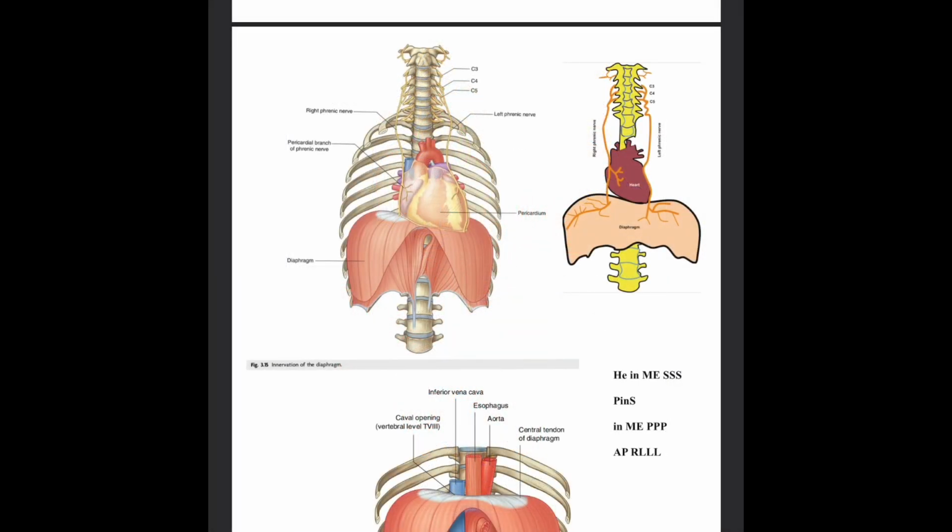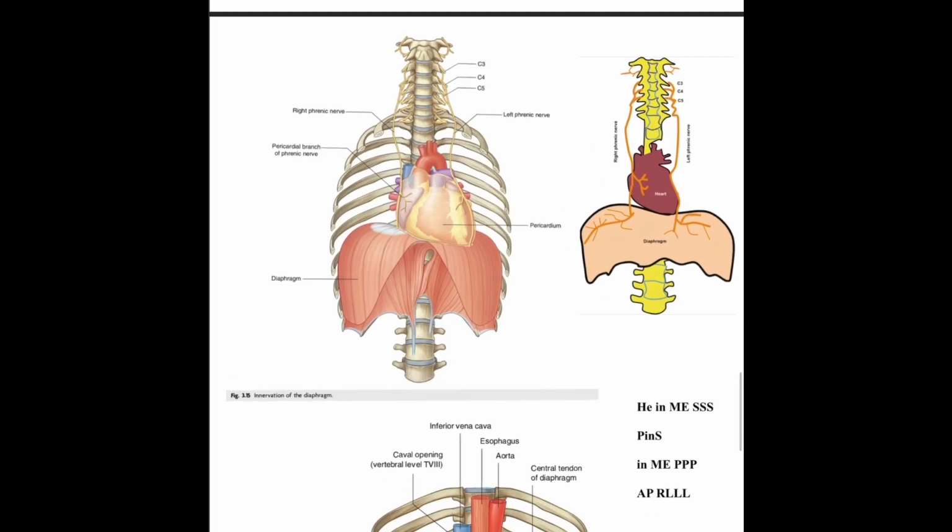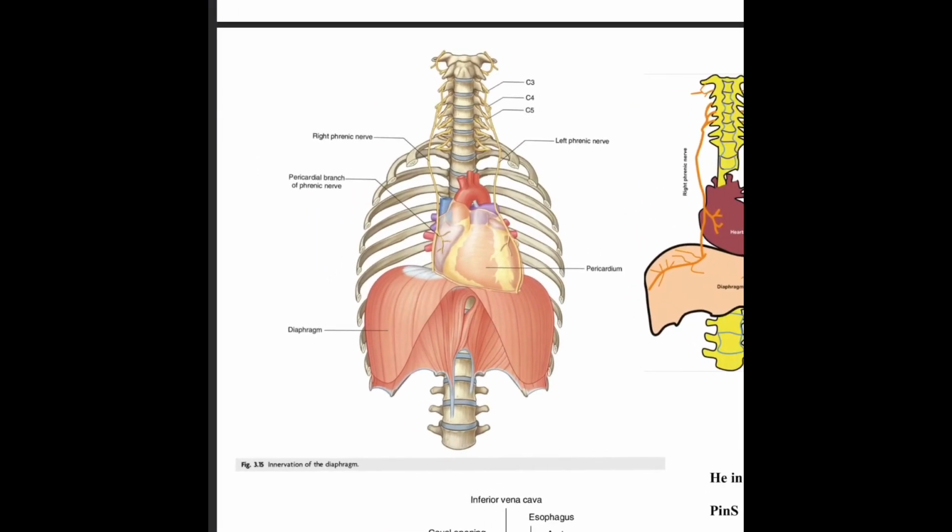Let's discuss the nerve supply of the diaphragm. The diaphragm is supplied by the right phrenic nerve and left phrenic nerve, and the lower 5 intercostal and subcostal nerves. The phrenic nerves are both motor and sensory.